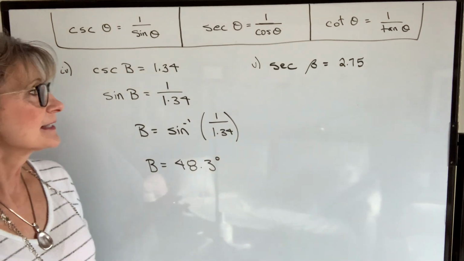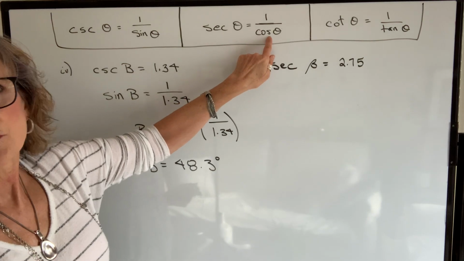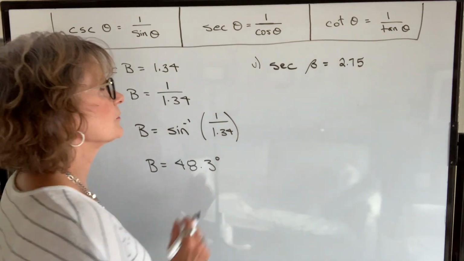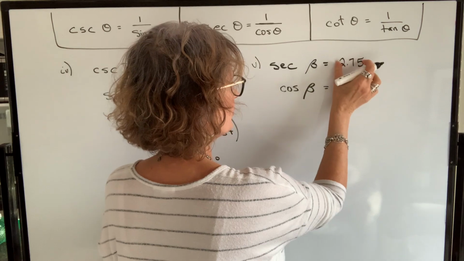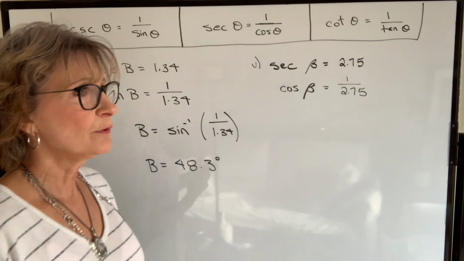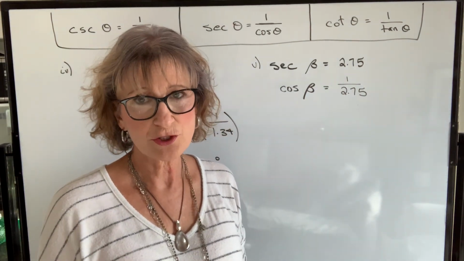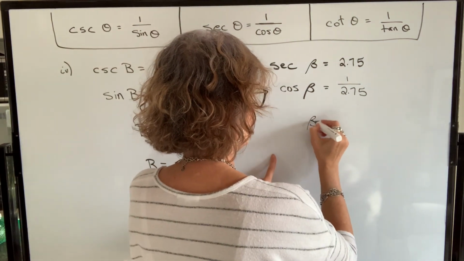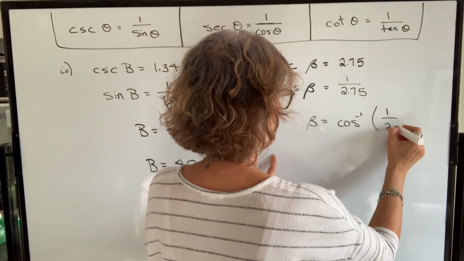Very similar, except this time we're working with secant, and we need to know that secant is the reciprocal of the cosine function. So instead of working with secant, I want to switch it to cosine. So therefore, the cosine of my angle, which I'm calling beta, will be the reciprocal of this ratio. Whenever we're dealing with the reciprocal of values, we're always talking about the reciprocal of the ratios. You never take the reciprocal of angles. All right, now we want to find beta, so we can do that. Beta is going to be equal to the inverse cos of 1 over 2.75.